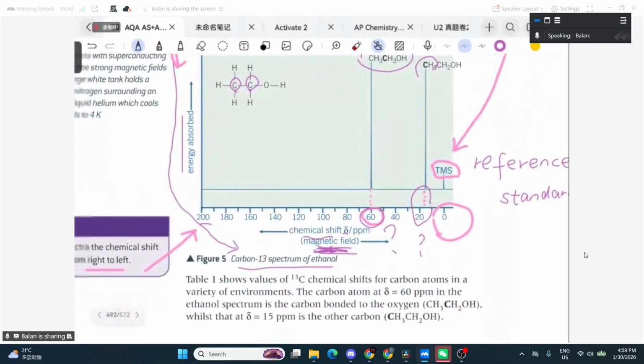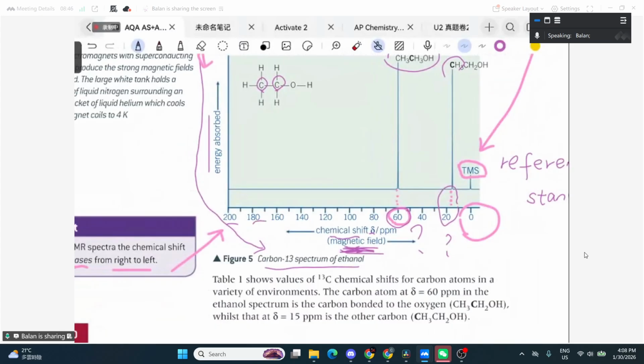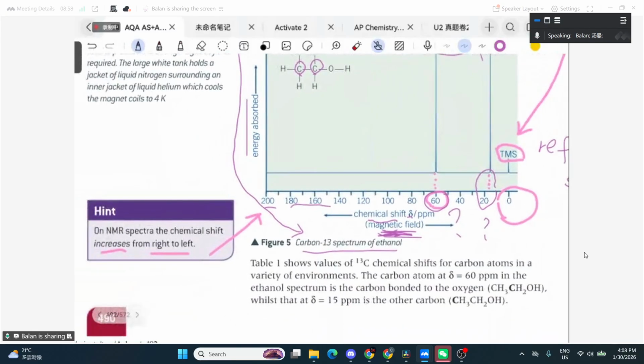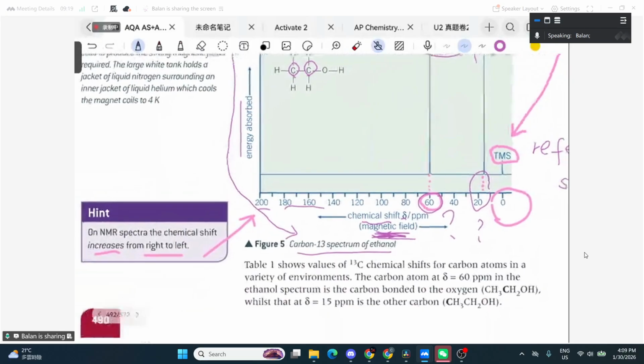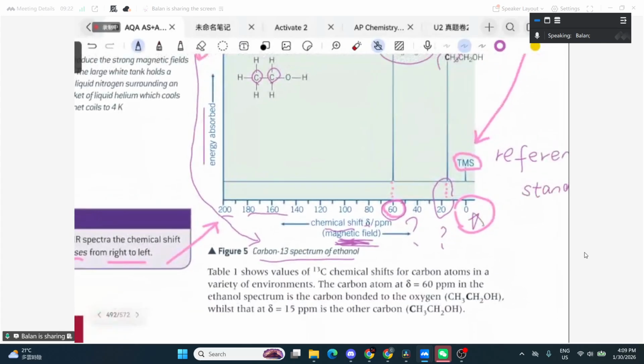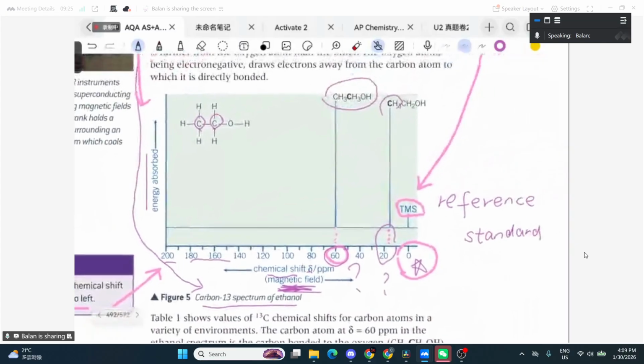Did you notice the numbers on the horizontal axis? They become bigger from right to left. So from left to right, it decreases; from right to left, it increases. And here is number 0. This means the reference standard.